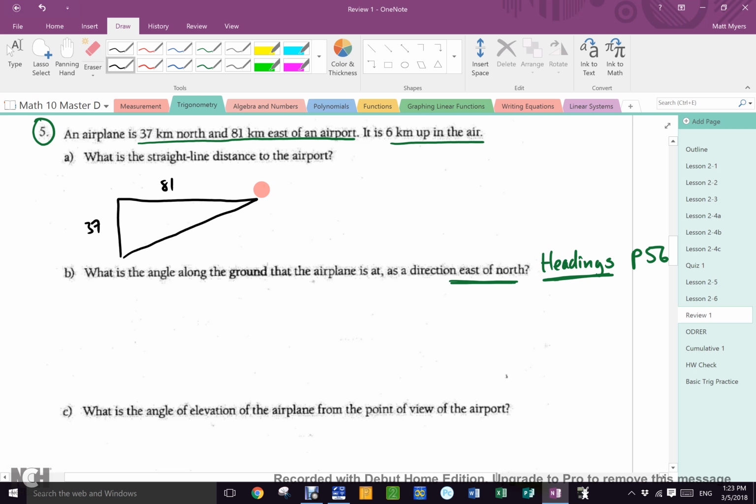If the plane were on the ground, how would you find out where it was? How would you find the distance from the airport to the plane? Of course you would use Pythagoras. Would you use add or subtract Pythagoras? Add. So this would be the square root of 81 squared plus 37 squared, which, if I am not mistaken, is 89.1. So 89.1. Is everybody comfortable with that?